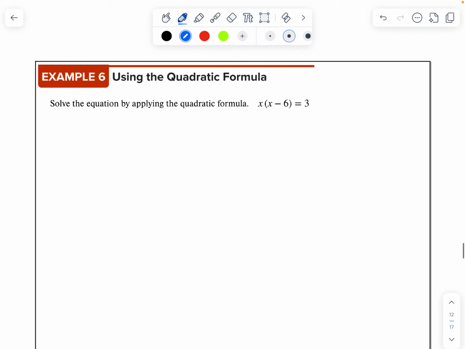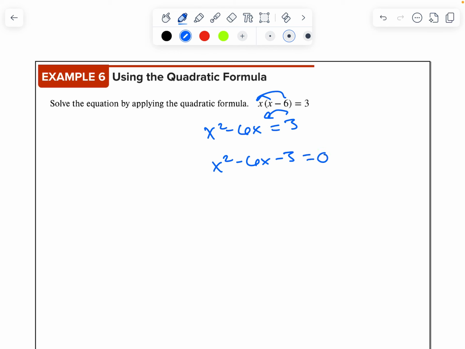All right, let's apply the formula. Remember that we have to have ax squared plus bx plus c equals 0 before you can apply it. So to get that, we need to distribute. x squared minus 6x equals 3. We need to get the 3 over. x squared minus 6x minus 3 equals 0.